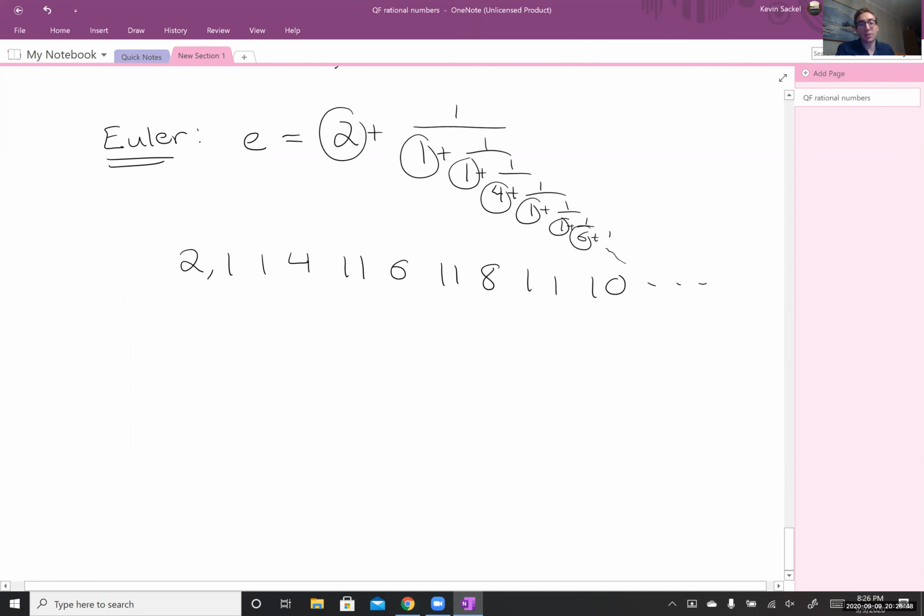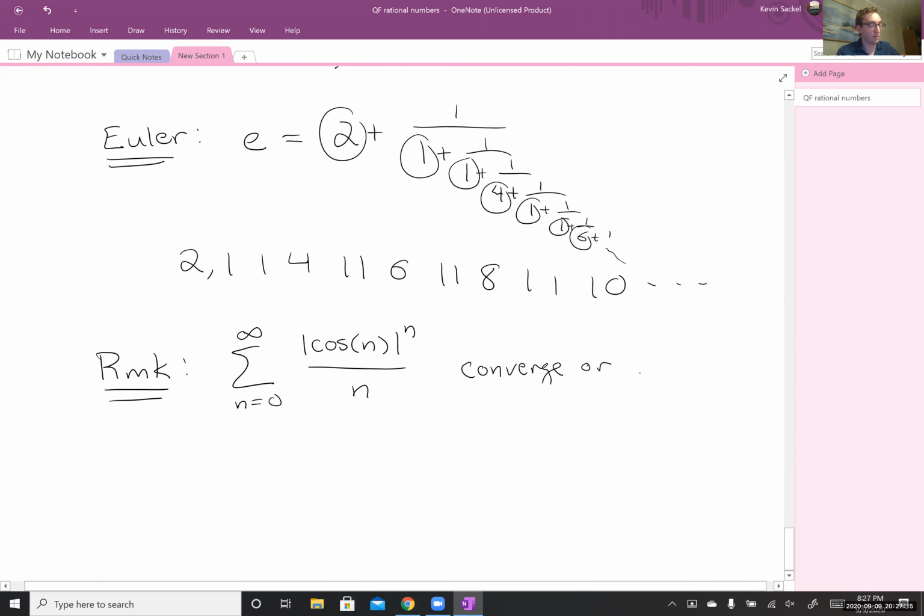I know it's 8:26. I don't want to say too much more, but I do want to say that one last remark is that this also has calculus type implications. So if I look at the sum of cosine of n to the n over n, and I ask, does this converge or diverge? The answer is actually that it converges.